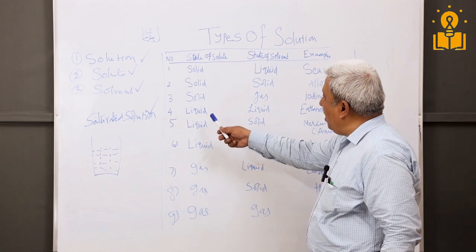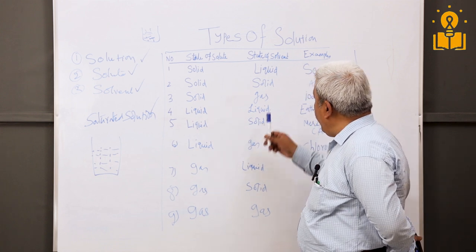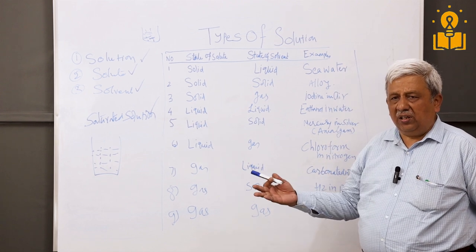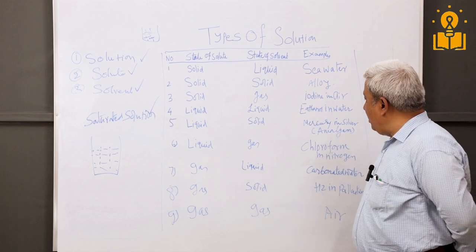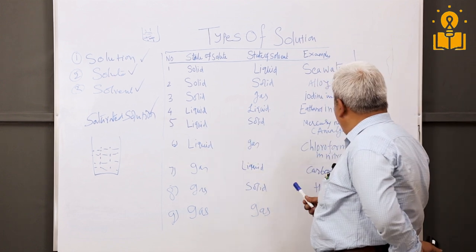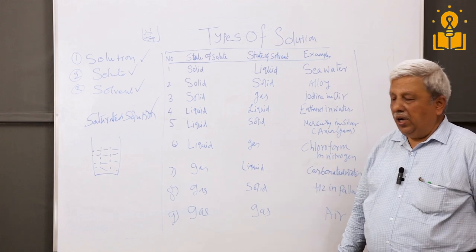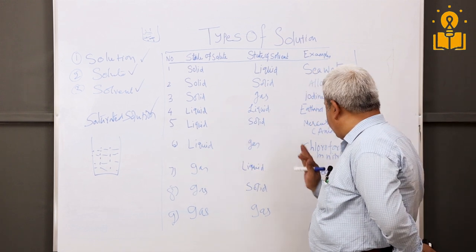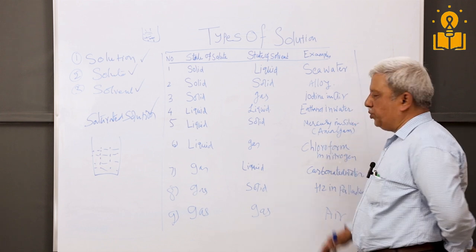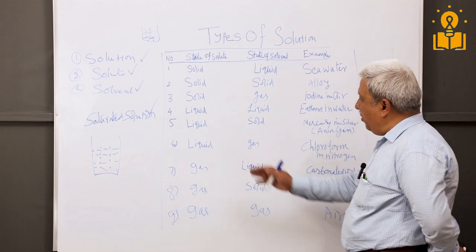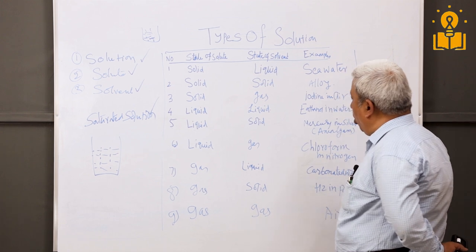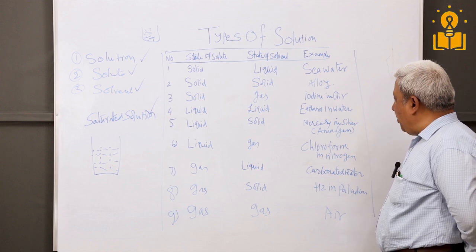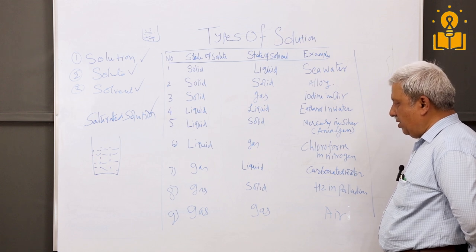Then the next type is where liquid is the solute and the solvent is also liquid. Ethanol in water or milk in water, simple. Then next, liquid in solid, that is mercury in silver, which is called an amalgam. Then liquid in gas, that is chloroform in nitrogen. Here liquid is the solute and the solvent is a gas, so chloroform is a liquid and nitrogen is a gas.